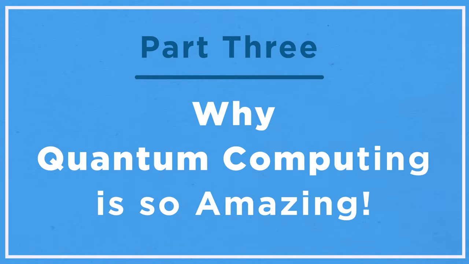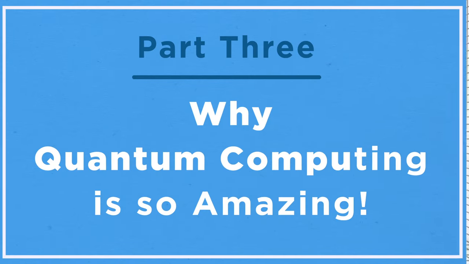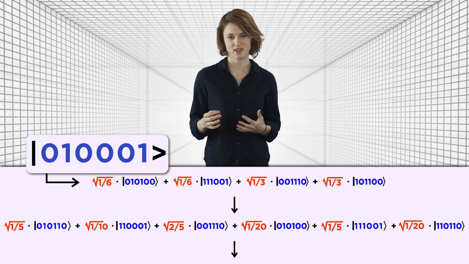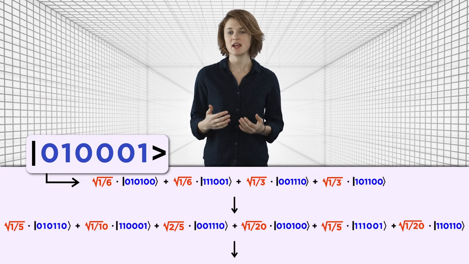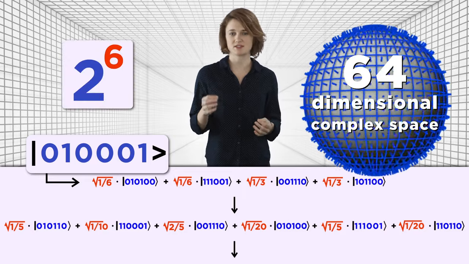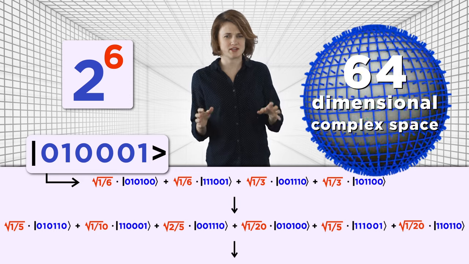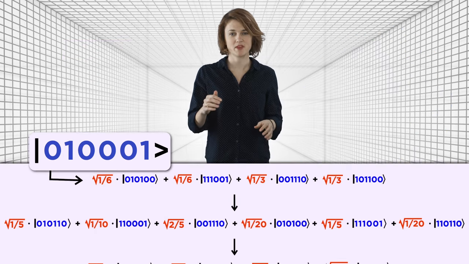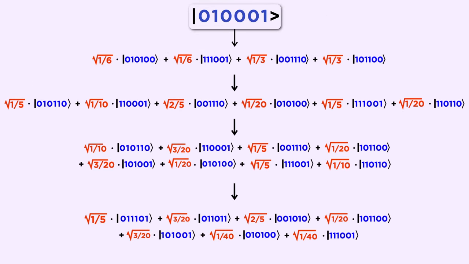Okay, aside over. But what's the value of all this quantum computing? Part 3, why quantum computing is so amazing. To answer that, let's look at this 6-qubit quantum computation. It's computing using a sphere in 64-dimensional complex space, because 2 to the 6th is 64, which sounds complicated. But here's the important part. It only took 4 steps to find this state. If we wanted to find the same state using a classical computer, it could take thousands of steps.